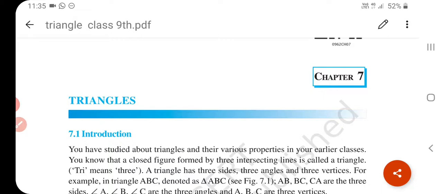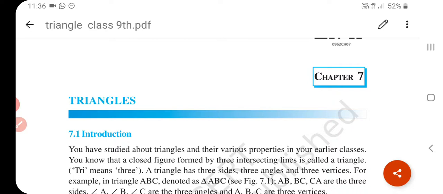What do you mean by an isosceles triangle? An isosceles triangle means it has two sides of equal length. And what do you mean by an equilateral triangle? An equilateral triangle has all three sides of equal length. So we can say that it's an equilateral triangle.